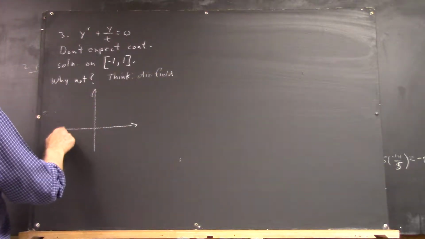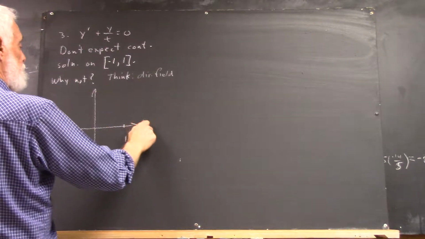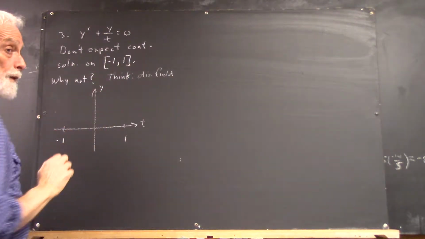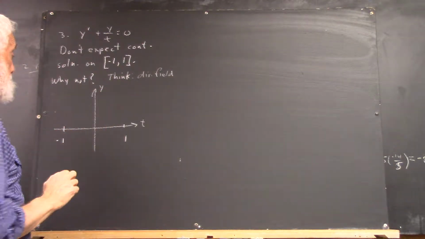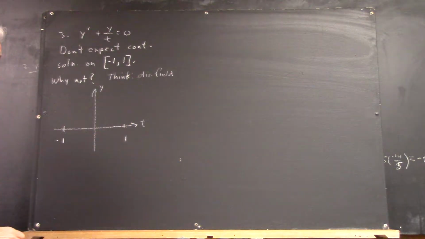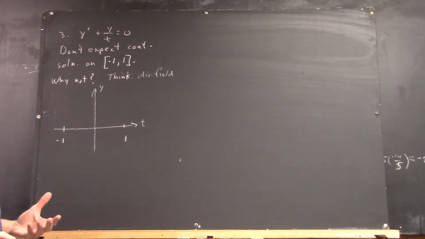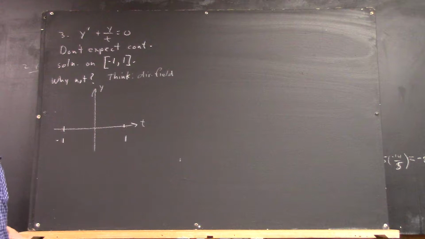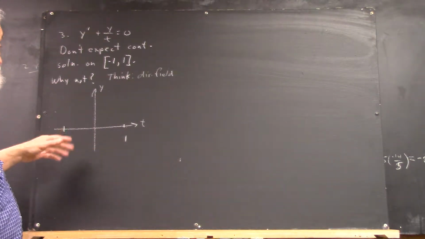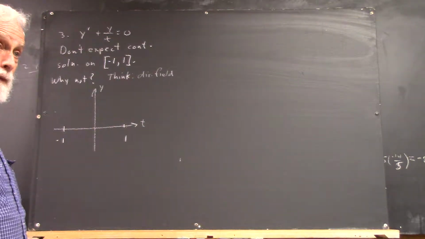Since we're just worried about the interval from negative 1 to 1, of course here's t, and here's y, right? So we just think about the direction field between negative 1 and 1. What's it look like, and where does something happen that makes it impossible to follow the direction field all the way from some values between negative 1 and 1 to some others?